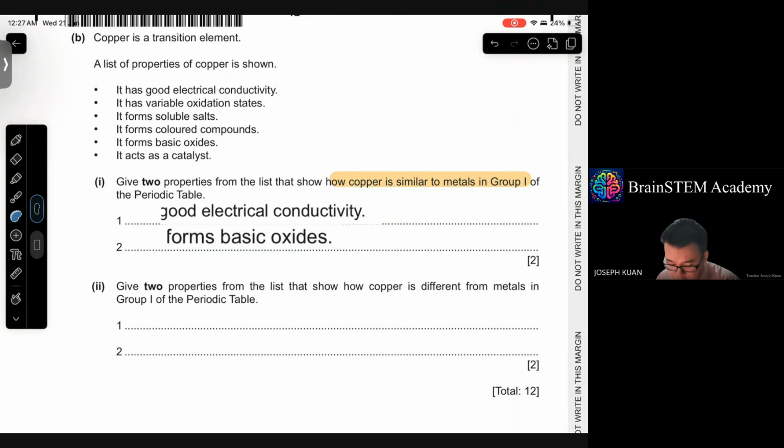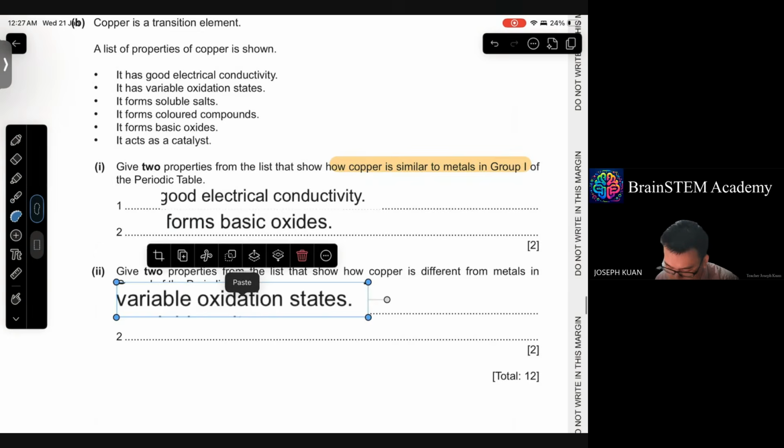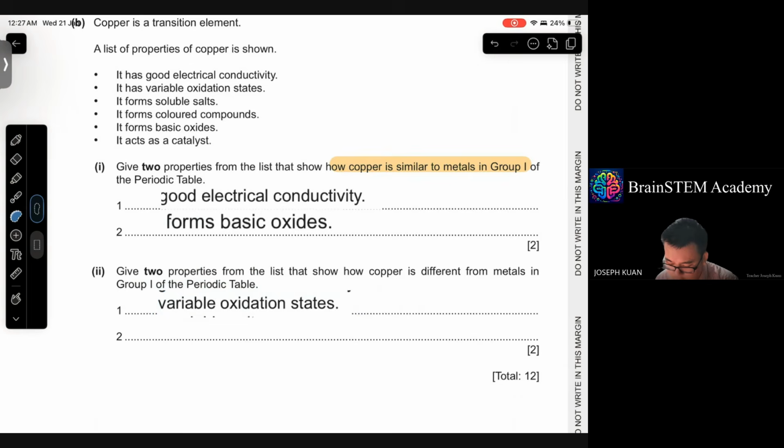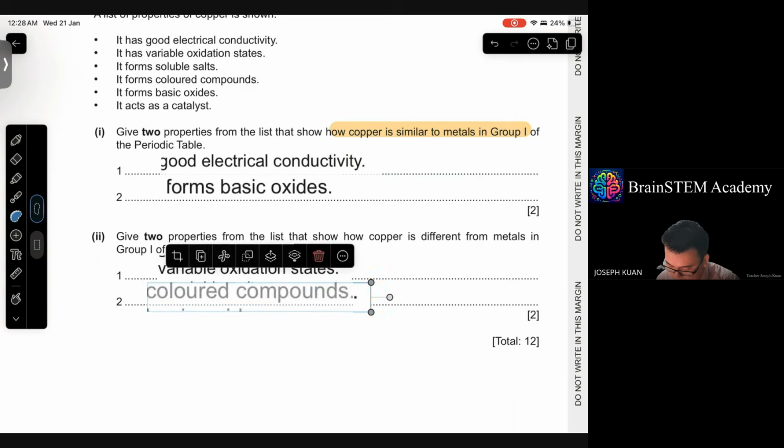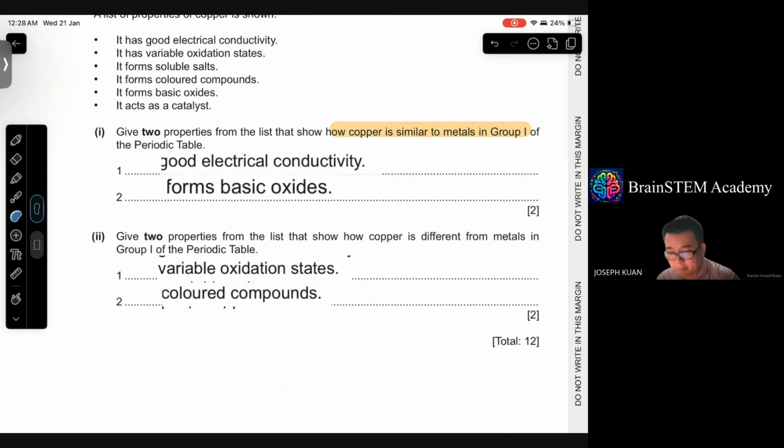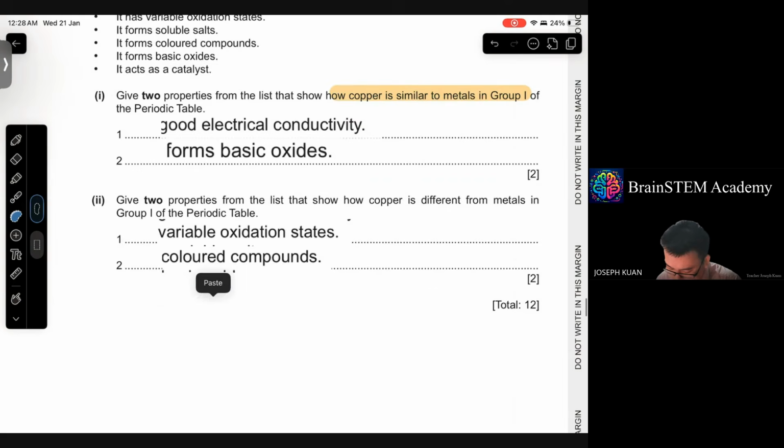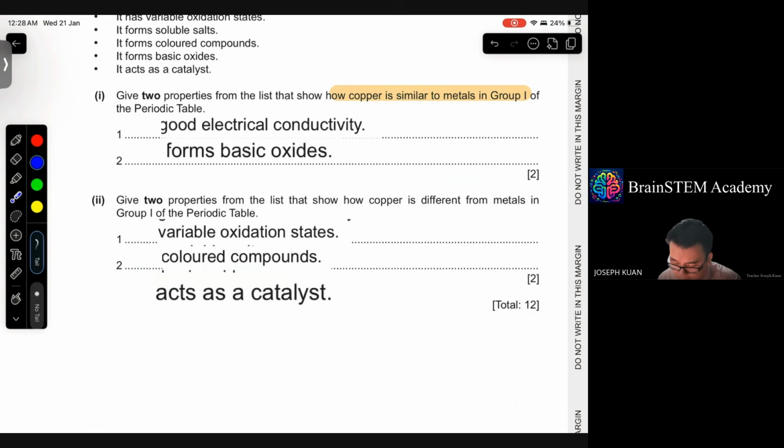Okay, so copper is a transition element. So transition elements have 3 unique chemical properties. Number 1, they have variable oxidation states. Okay, so copper can form +1, +2 ions. Number 2, they can form colored compounds. So for example, copper 2 sulfate is blue. And then lastly, they can act as catalysts. Okay, copper can act as a catalyst, but these 3 properties are missing in other groups of metals, like group 1.